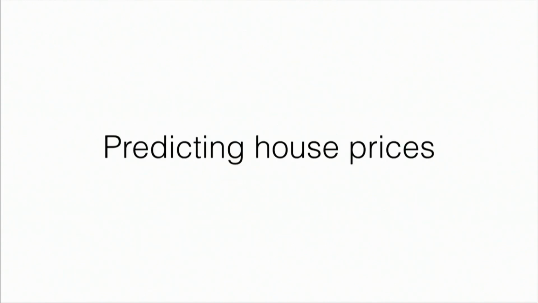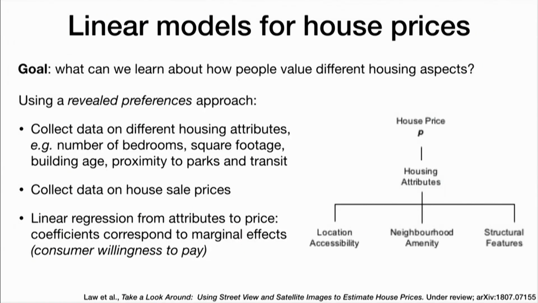So that was a graphical model, and here's a linear regression example. Here, linear models for house prices. Say you have a whole bunch of house price attributes. I'm sorry that turned out blurry, but things like location accessibility, neighborhood amenities, structural features like square footage, building age, number of bedrooms.